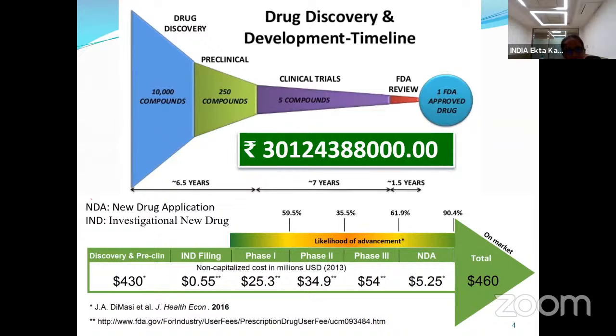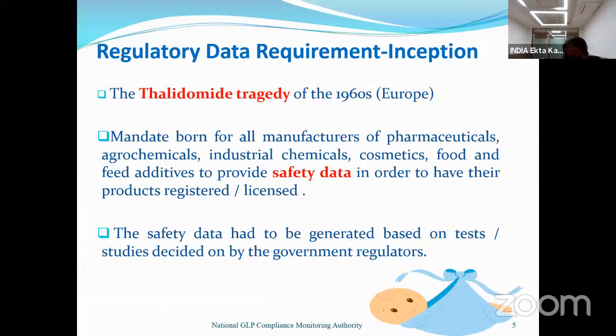And finally, when we get a new FDA approved drug, a lot of money, time, effort, everything has gone into the developmental process. So there is a need to be very sure that whatever data we are generating on any new drug is actually the data which can be relied upon. It is not cooked data. It does not have any manipulations, etc.